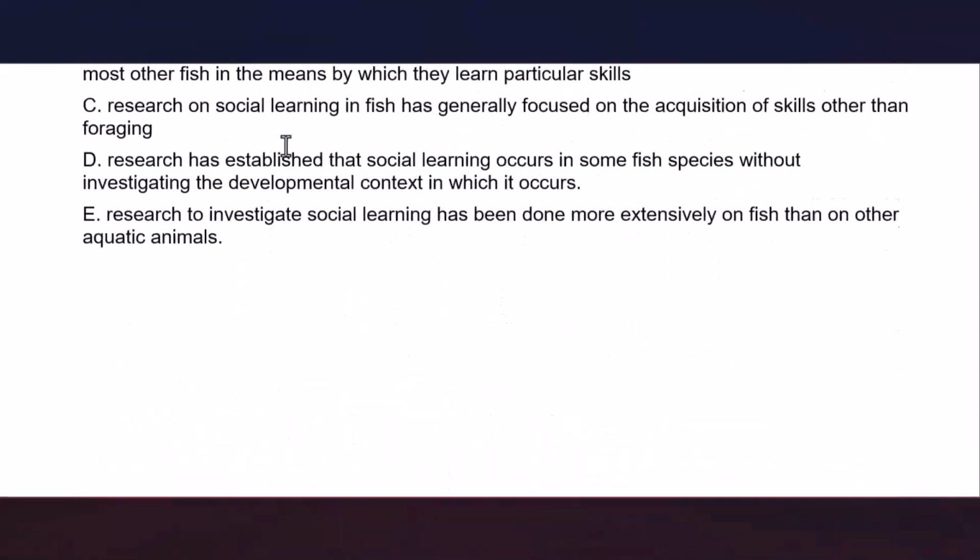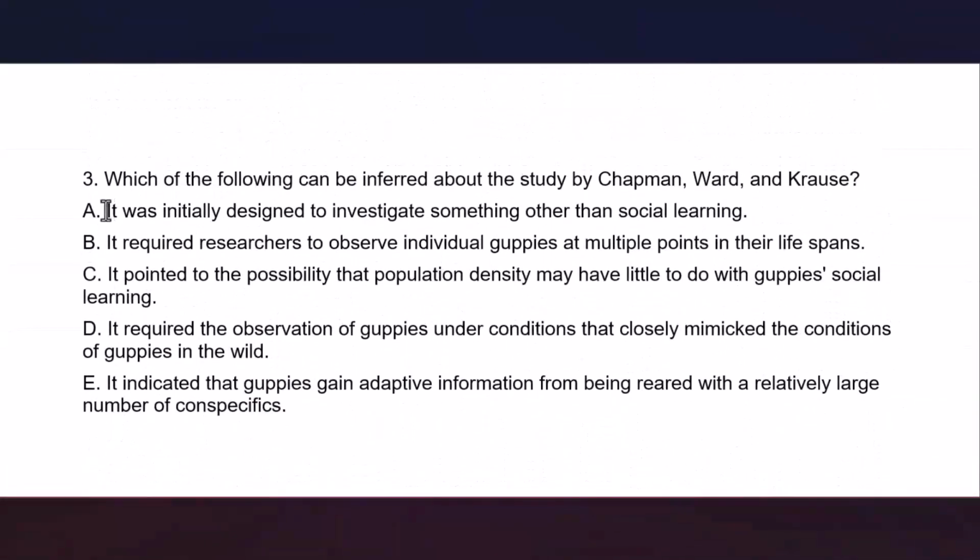All right, we can keep this option as a candidate for an answer, however, regarding what I said, we can keep checking other options to see at last whether this candidate can be the final answer to this question. Choice B: it required researchers to observe individual guppies at multiple points in their lifespans.